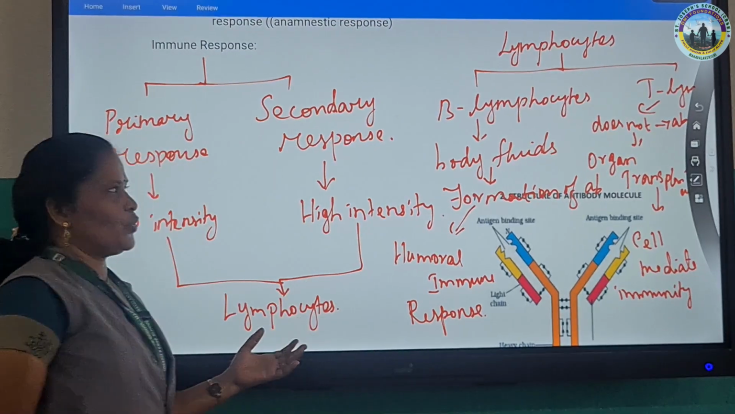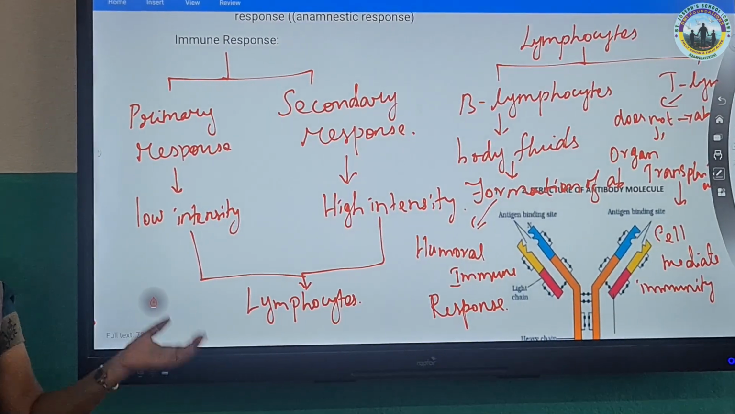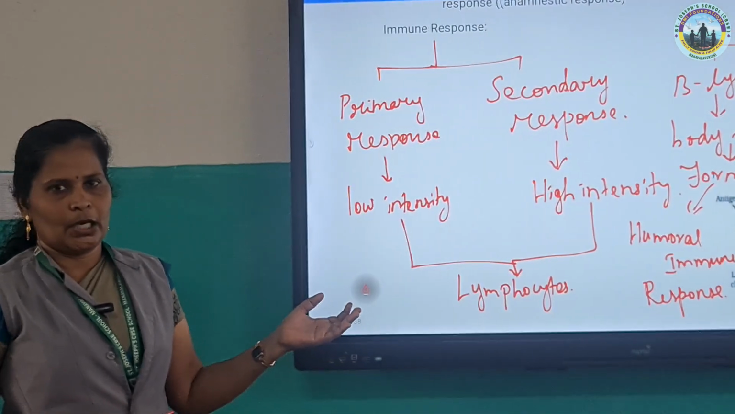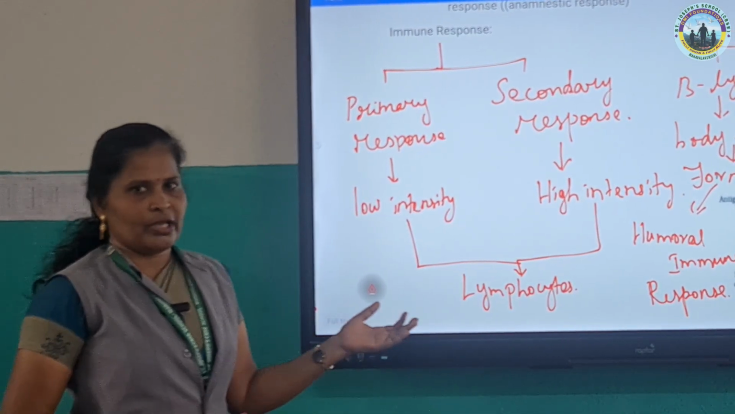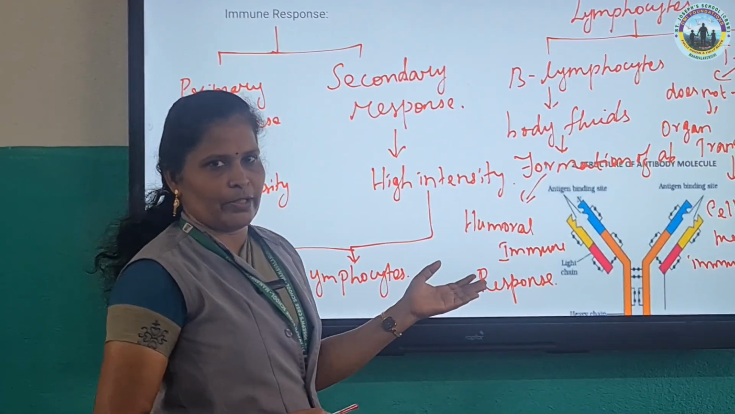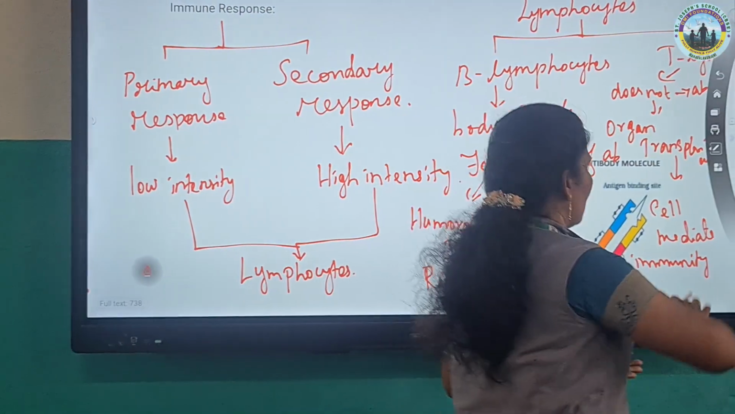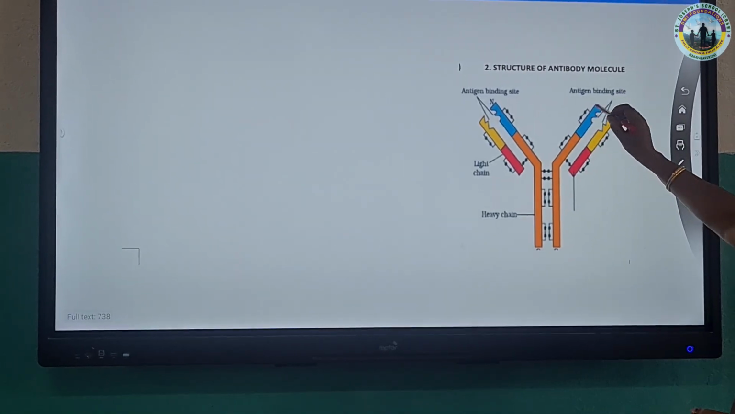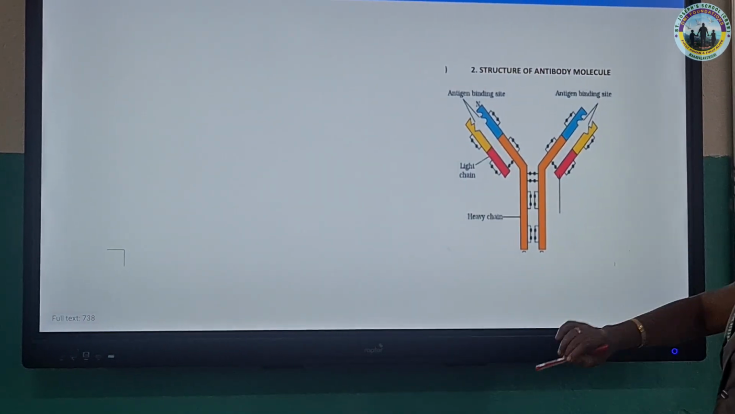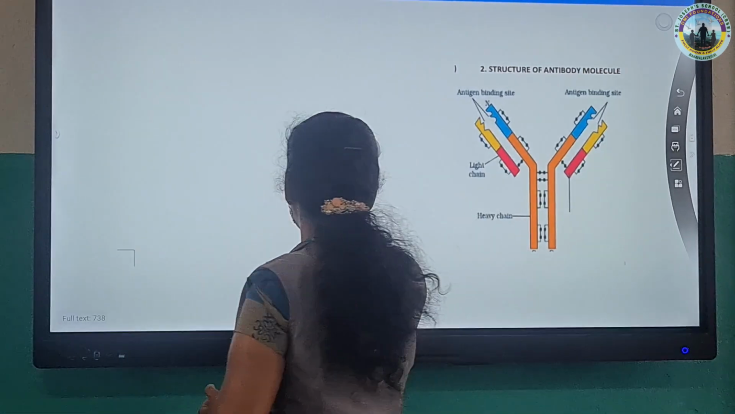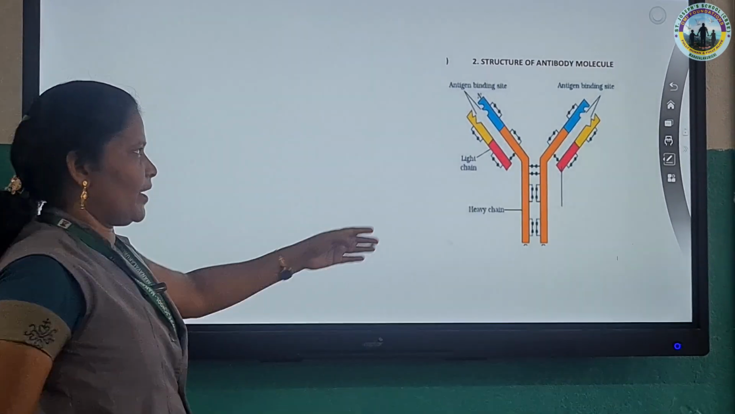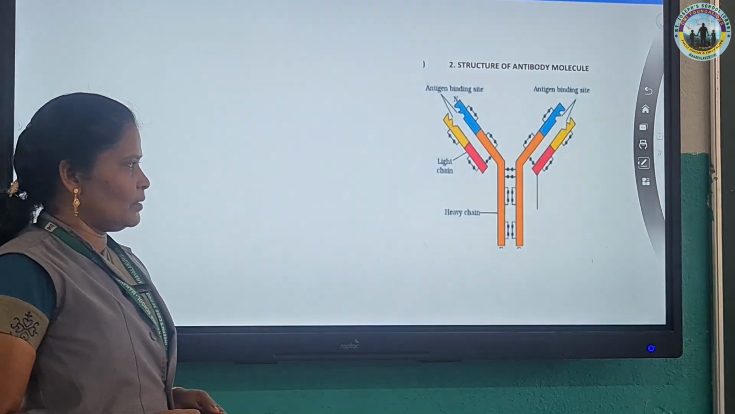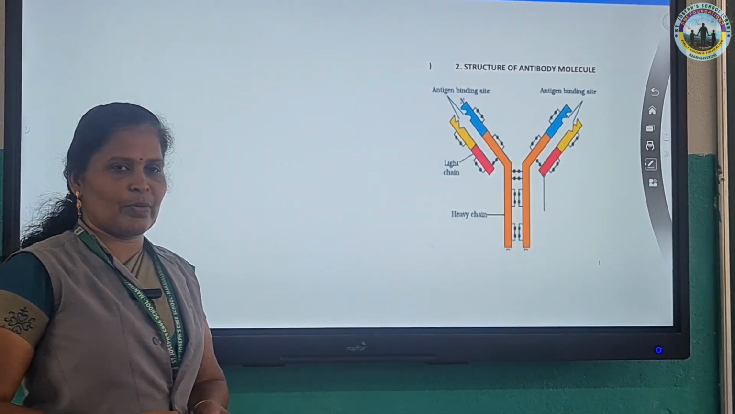These are the things we are talking about the lymphocytes. Now, we can learn about the structure of the antibody. Structure of antibody molecules. Here on the board you can see the image of antibody molecules.